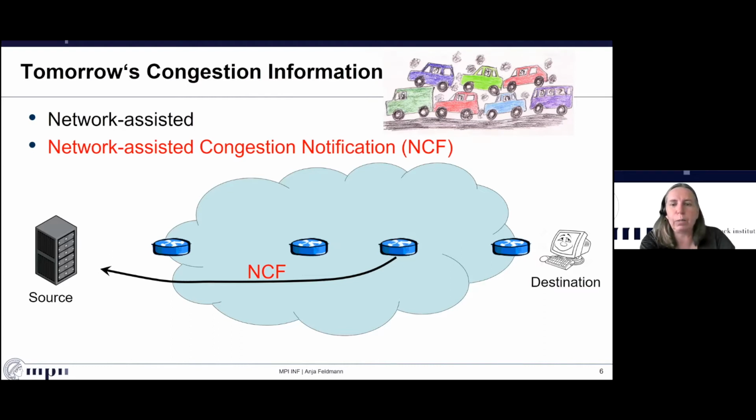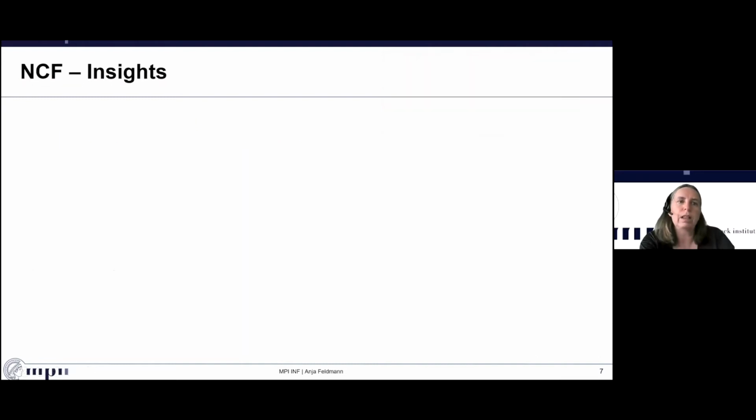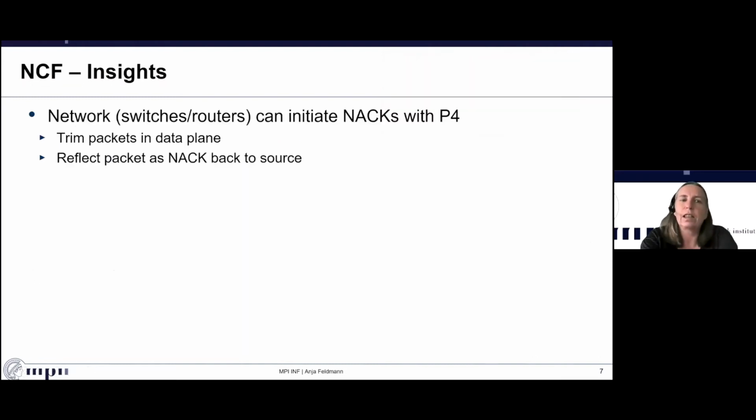In the sense that if we have a router that is actually suffering from congestion, it should be able to notify the source, hey, you guys better slow down. Now, what are the insights? Well, we can actually take advantage of P4, and with that, we can indeed generate NACs at high speed if needed, but also make sure that we're not sending too many of them.